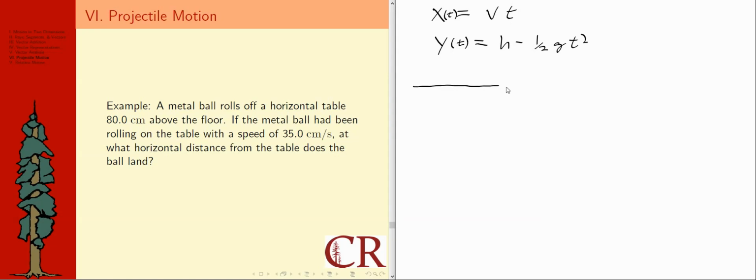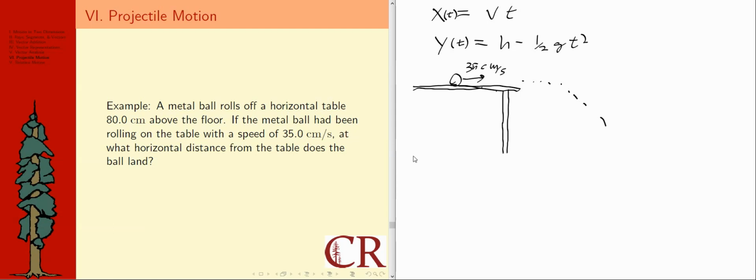I'm going to draw a picture again for this situation so we can talk a little bit about what's going on. So we have this object here that is rolling. This is a metal ball, in this case. It's rolling at 35 centimeters per second. It rolls off the edge of the table, right? Maybe I should draw the rest of the table in here. Let's get a table leg in here somewhere.